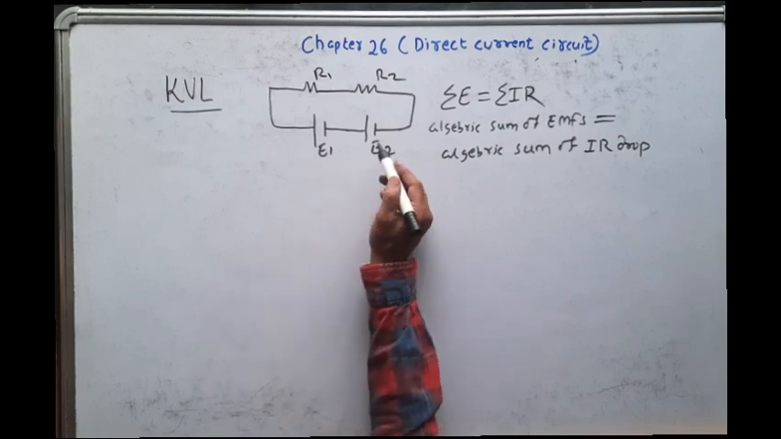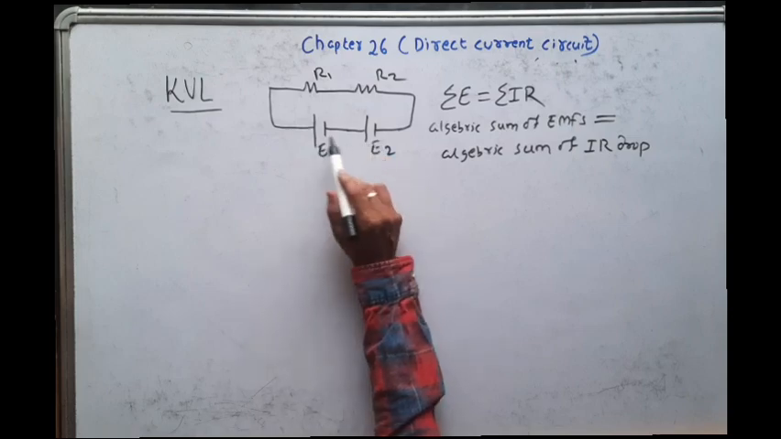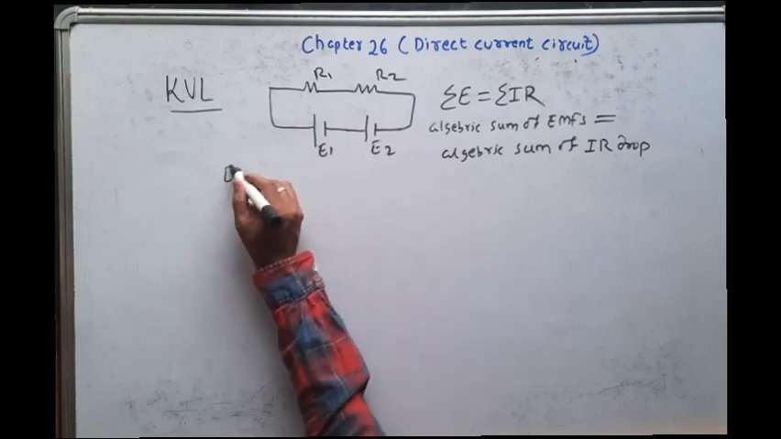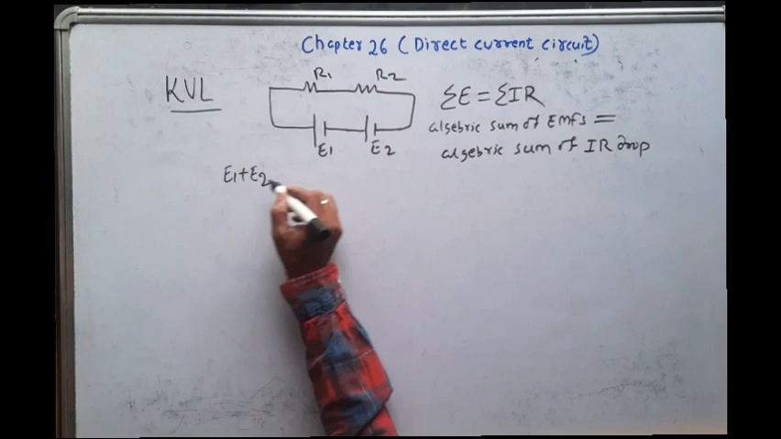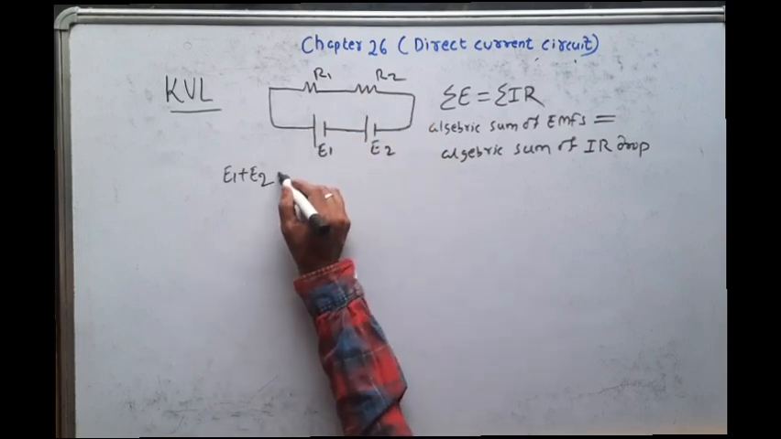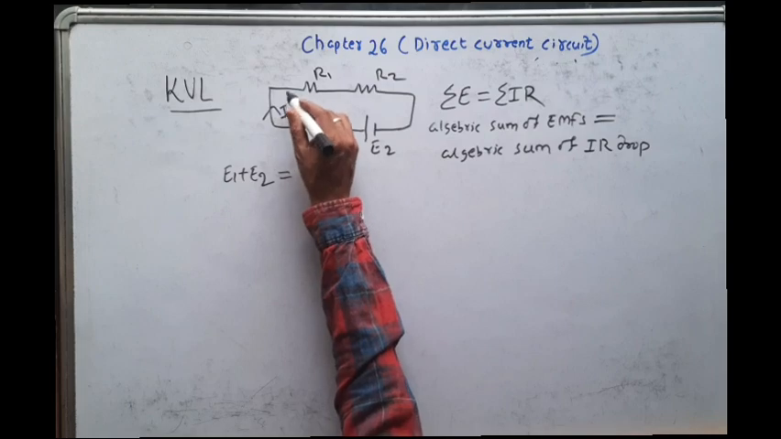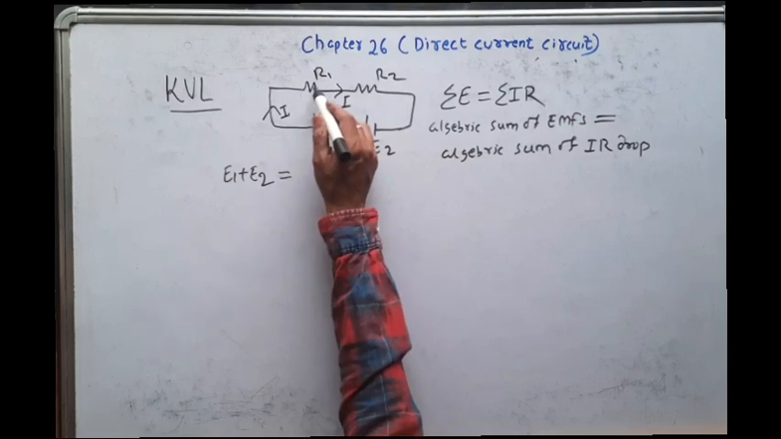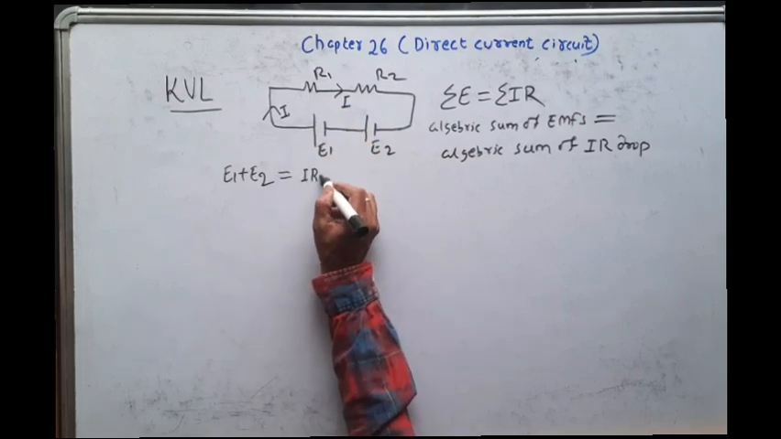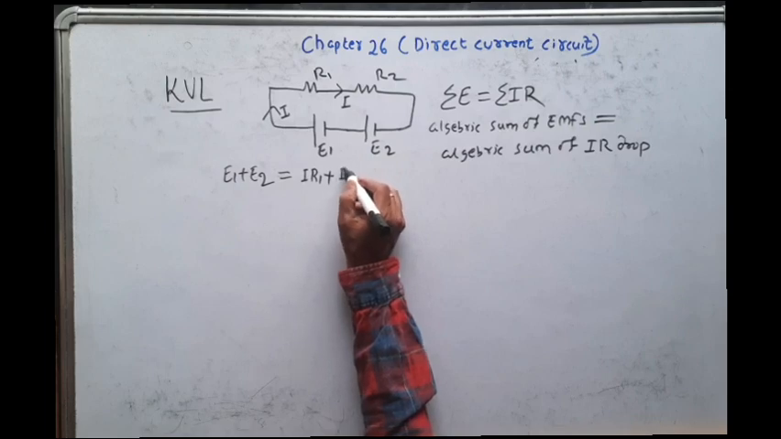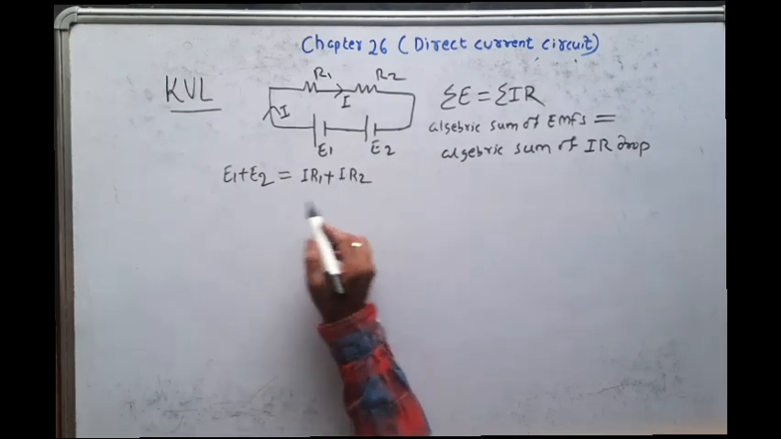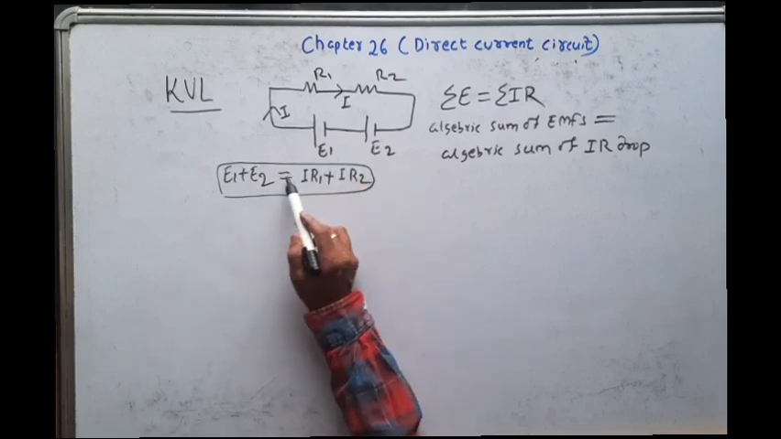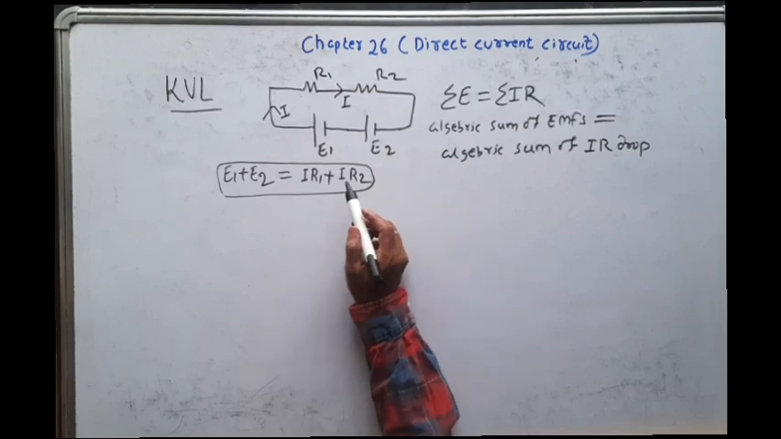Now remember, here the two batteries, two cells, are connected in the same sense. That means the two voltages, E1 and E2, are additive. So total EMF in this circuit is E1 plus E2. Let us say the current passing through this circuit is I. Here it is a series circuit, so the current remains the same. What is the voltage drop across R1? That is I into R1. And across R2? That is I into R2. So according to Kirchhoff's voltage law, the algebraic sum of EMF is equal to the total voltage drop across the resistive circuit.